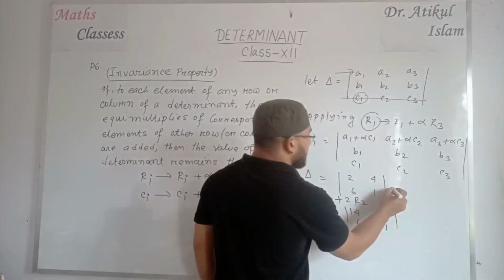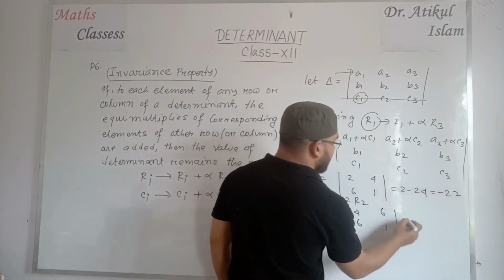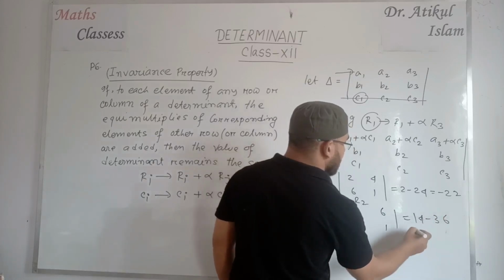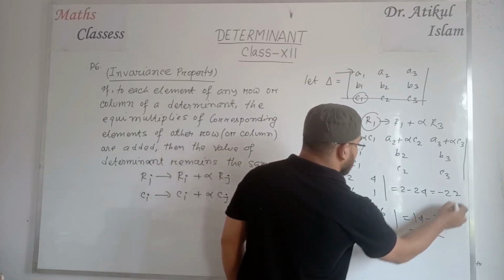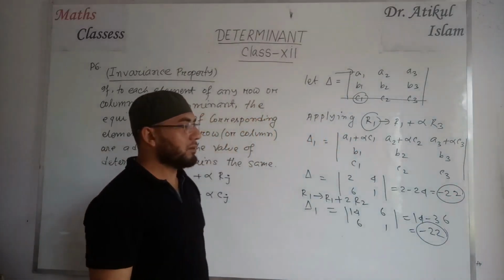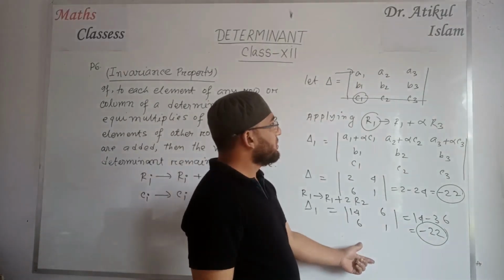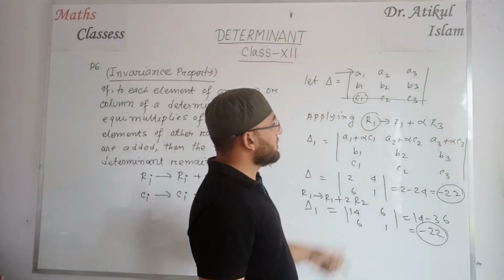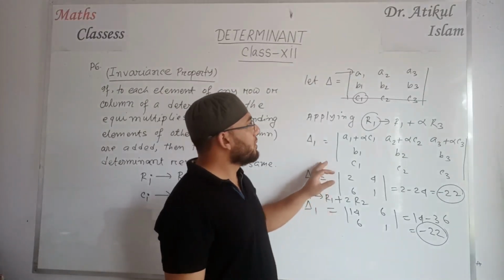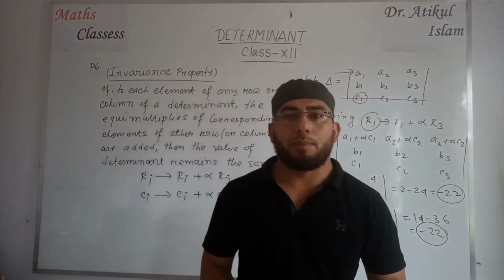Now the value of this determinant is 2 minus 24, which is minus 22, and the value of this determinant is 14 minus 36, which is equal to minus 22. So the value remains unchanged whenever you do this operation with the determinant. But in case of a 3 by 3 determinant, you can do a maximum of 2 operations at a time. Okay. So this is property 6.